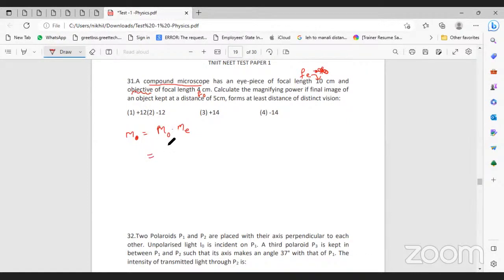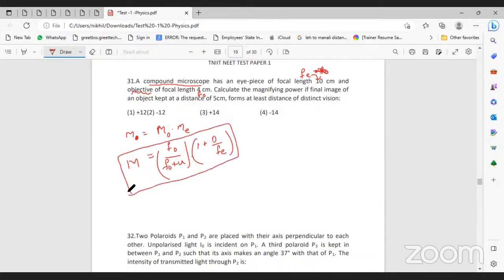What is the magnification of the objective lens? f0 divided by f0 plus u. What is the magnification of the eyepiece? It is 1 plus d by fe. So please remember this formula. The magnifying power of the compound microscope is given by this.